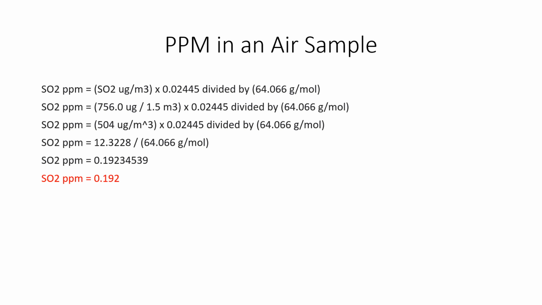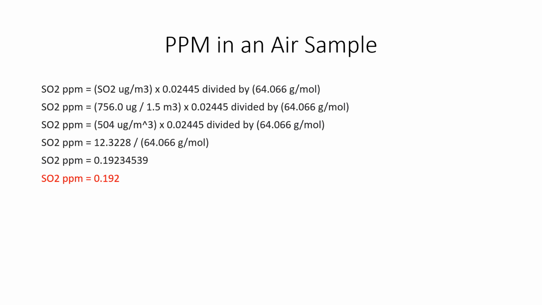0.1923459. And of course, that's not a number that we can really communicate to the workforce or to the state. So we want to look at significant digits. And in this case, we're going to choose 0.192. So that's going to be the ppm of that sample.